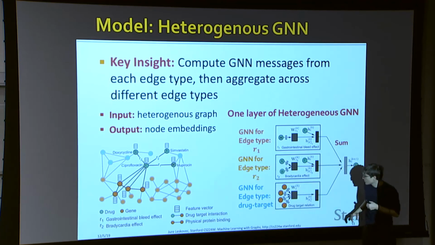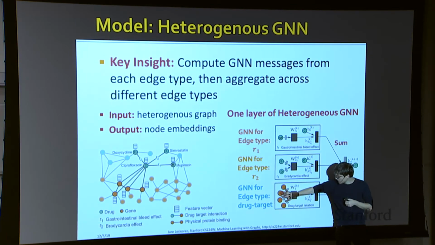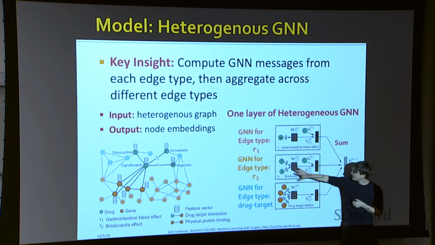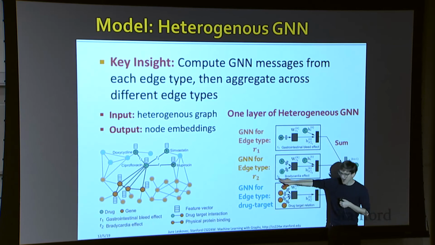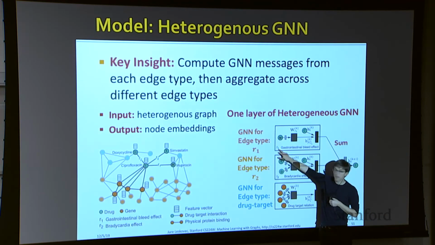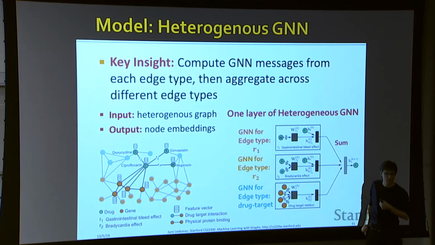And the architecture is the following. I will take information from the proteins, aggregate it, transform, and pass it. And then for every different edge type, this is side effect type number 2, side effect type number 1, I will have a separate aggregation architecture, right?